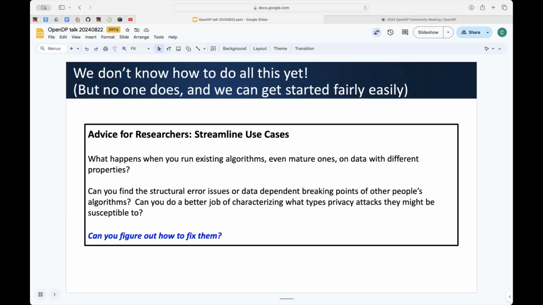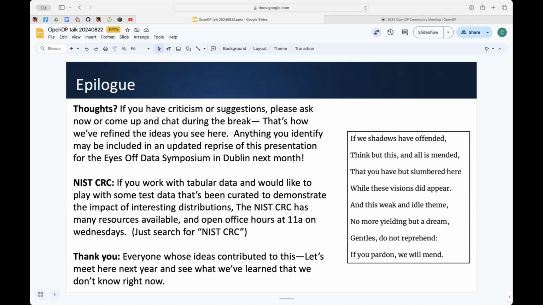Streamlined use cases. So all the folks that had a paper where they found an existing one, they found a way to improve it. That's really cool. That's fun. The more of that we get, the closer we're going to get to where we want to be. And that's it. Okay, so epilogue thoughts. If you have any criticism or suggestions, or ideas or thoughts or whatever, please come bug me. They will go into the next version of this. There's going to be a next version of this.